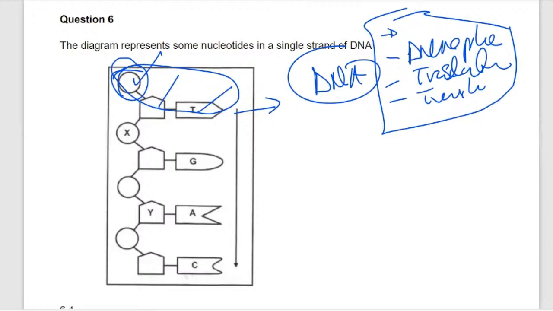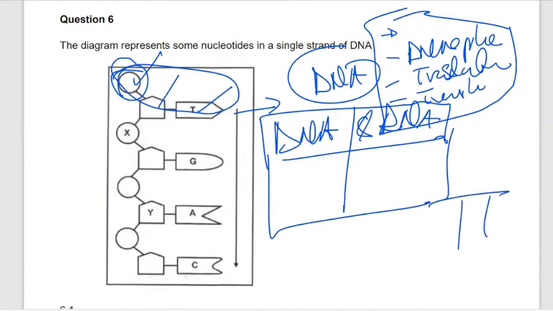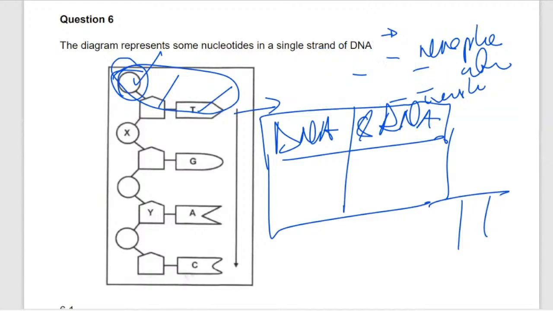Now, if they ask you to give the difference between DNA and RNA, that one is simple. You can talk about everything you know. Make sure that you draw the table. Don't leave it hanging. You want a complete table. You write DNA on one side and RNA on the other side. Put DNA, put RNA, close the table. If you don't know anything, at least you got a mark. If they ask you to tabulate, draw a table, put the title, close the table. If you know something, then write something.